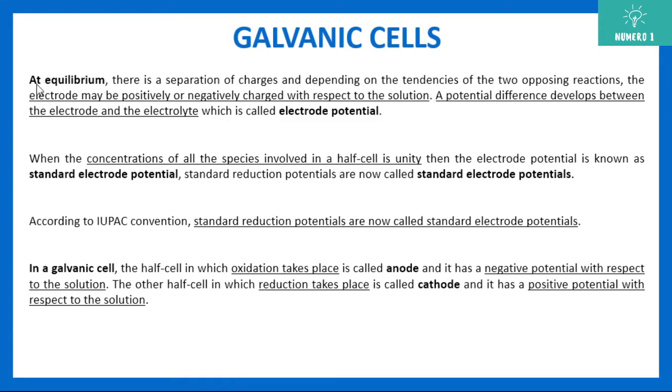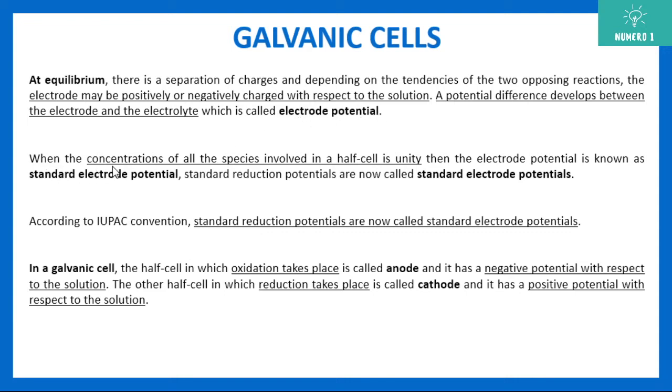Now, what is happening at equilibrium? We know that equilibrium is the case when there is no net reaction taking place. At equilibrium there is a separation of charges, and depending on the tendencies of the two opposing reactions, that is, the electrode may be positively or negatively charged with respect to the solution, a potential difference develops. So there is always a development of a potential difference between the electrode and electrolyte, that is, between the solid rod of the metal and the solution. This is called the electrode potential.